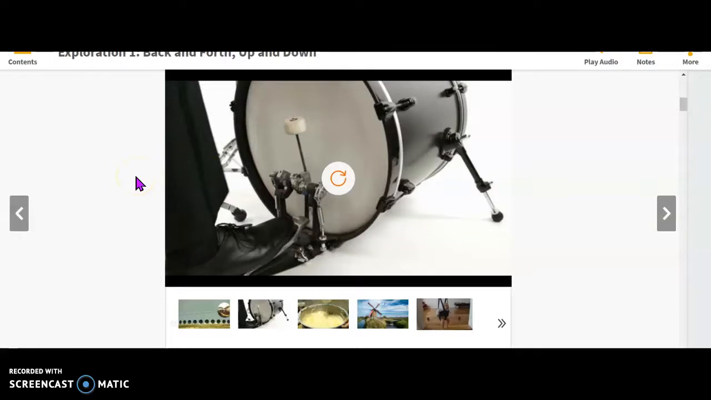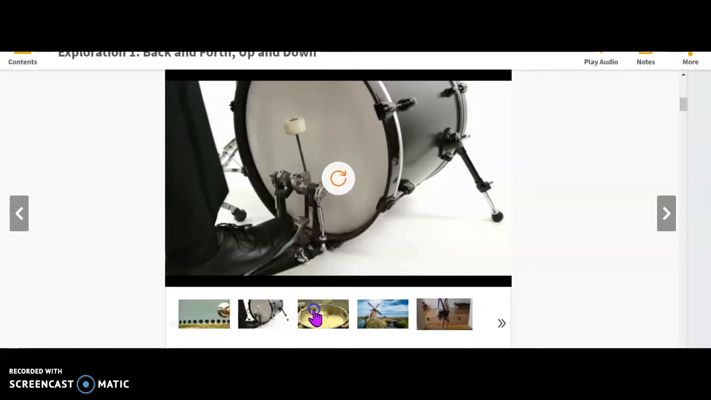Okay, you see the picture of the clock, you see the picture of the drum, and those are both showing what type of motion. Circle the correct answer. It's either back and forth, spinning, up and down, or zigzag. Then we'll move on to the next one, letter B.